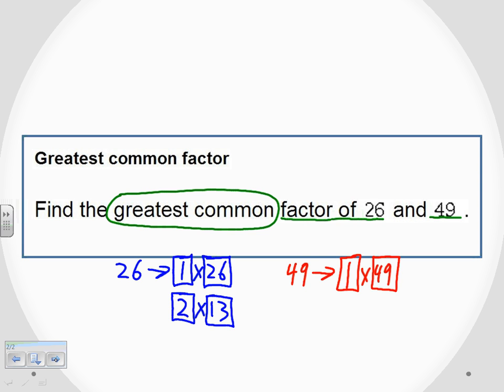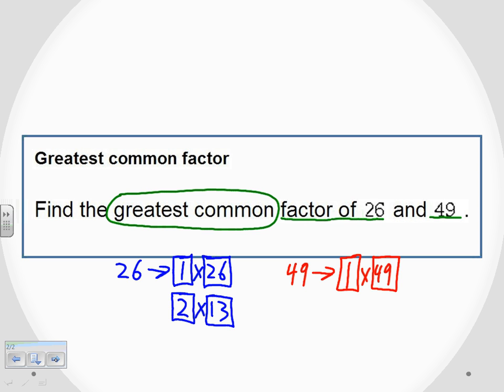And I start looking for other pairs. So I look, is 2 times anything going to give me 49? No. What about 3 times something? Maybe 3 times a whole number will give me 49. Nope. 4. No whole number times 4 will give me 49. And I almost start to get a little bit discouraged here, but if I keep going, 5, 6, 7.